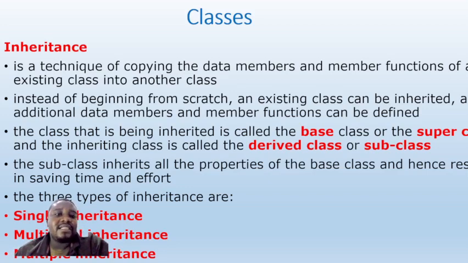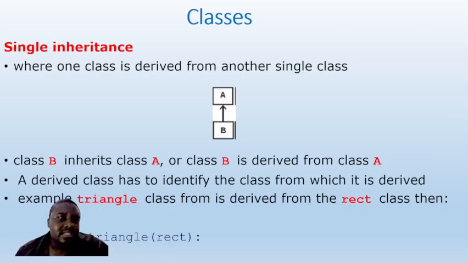The class that is being inherited is called the base class or superclass, and the inheriting class is called the derived class or subclass. The subclass inherits all the properties of the base class, which saves time and effort. The three types of inheritance are single inheritance, multi-level inheritance, and multiple inheritance. So single inheritance is when one class is derived from another class.